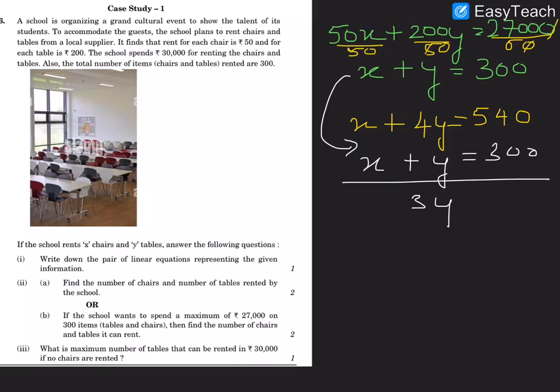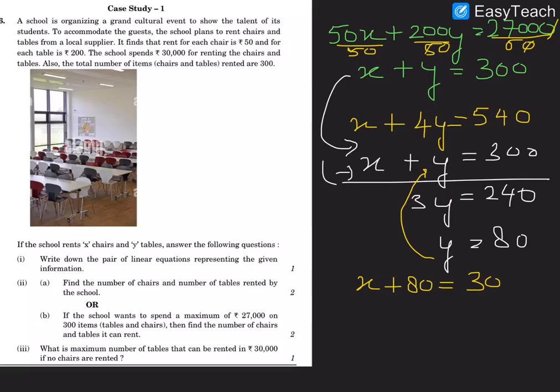So with subtraction here, 3y is equal to 240, so y comes out to be 80. Again substituting the value of y over here, x plus 80 equals 300, so x comes out to be 220. So 220 chairs and 80 tables.